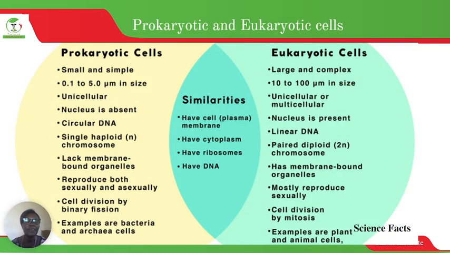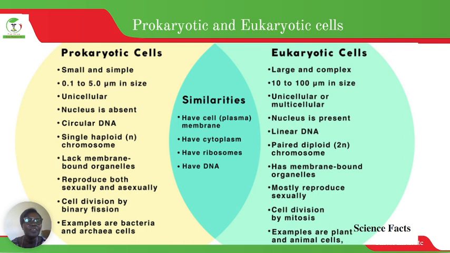Let's look at the differences and similarities between prokaryotic and eukaryotic cells. Prokaryotic cells are small and simple, whereas the eukaryotic cells are large and complex. The prokaryotic cells' size ranges from 0.1 to 5.0 micrometers, whereas the eukaryotic cells are larger, they range from 10 to 100 micrometers in size.